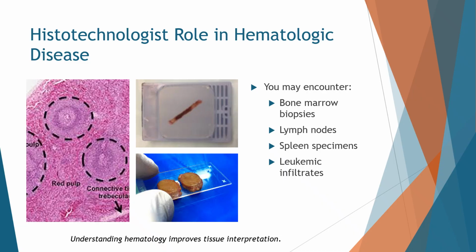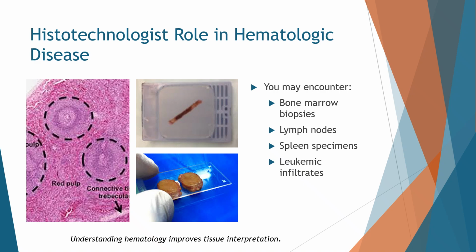Now here's where this connects directly to you as histotechnologists. Even though hematology often feels like it belongs to the clinical lab, hematologic disease absolutely crosses into surgical pathology. And you will see it. You may encounter bone marrow biopsies, lymph node excisions, splenic tissue, leukemic or lymphomatous infiltrates in almost any organ. And here's the key point: hematologic disease doesn't stay politely confined to blood. Leukemia and lymphoma frequently infiltrate tissues, meaning the histotech preparing that specimen plays a major role in diagnosis.